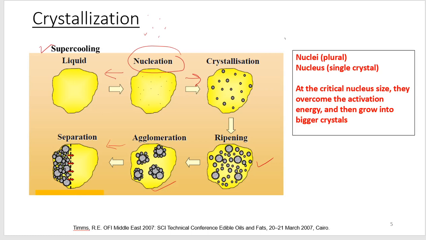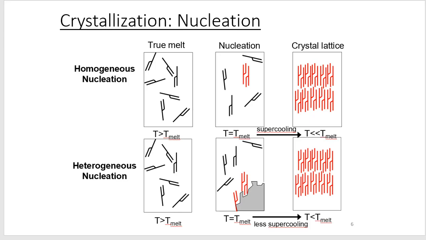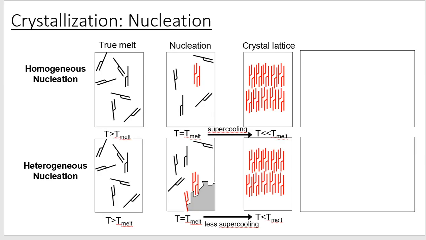So here, nucleation is the most critical step. I'm just repeating, there was an interruption, I guess. So nucleation is the most critical step of crystallization. Let's learn about the nucleation types. There are different types. There are two types of nucleation, homogeneous and heterogeneous. Two types.